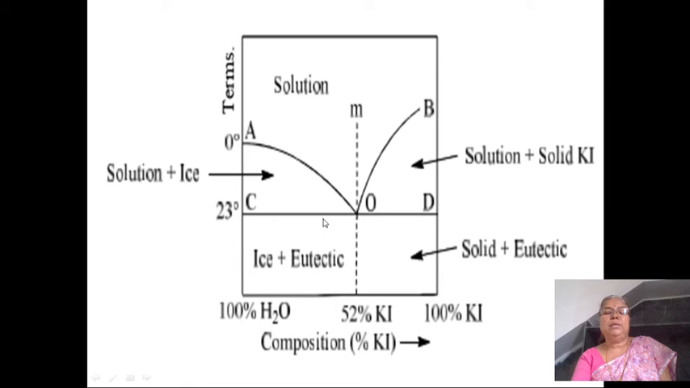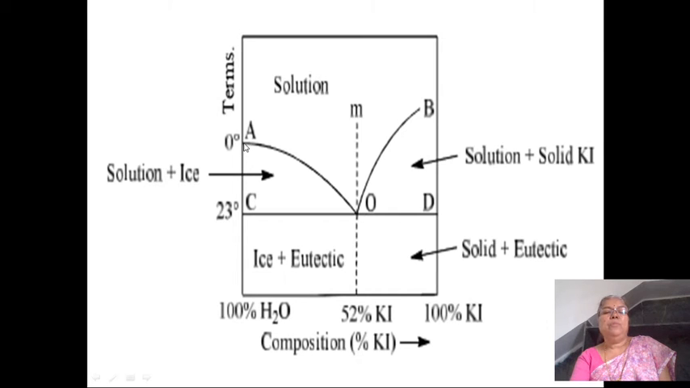Temperature versus composition. Here is the phase diagram of the KI water system, represented in this diagram. Point A is the freezing point of water. At this axis, we have 100% water, and at this axis, we have 100% KI.